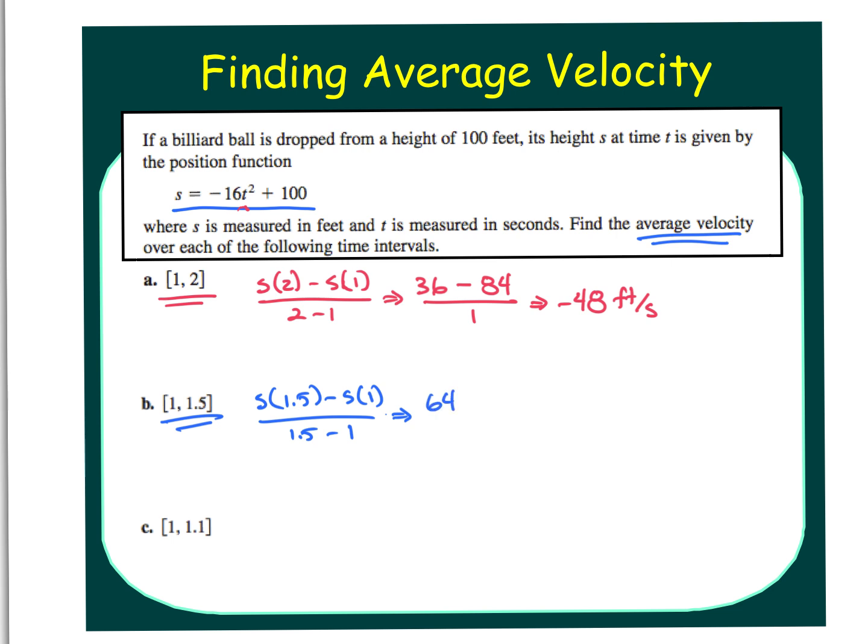Thank you, Mr. Nance. All right, and then minus, now what was S of 1? 84. And then it's over how much? 0.5. And so 64 minus 84 is how much? Negative 20. But then if I divide by a half, I'm really multiplying by 2. And so I now have what? Negative 40. And so my average velocity over the interval 1 to 1.5 is negative 40 feet per second.